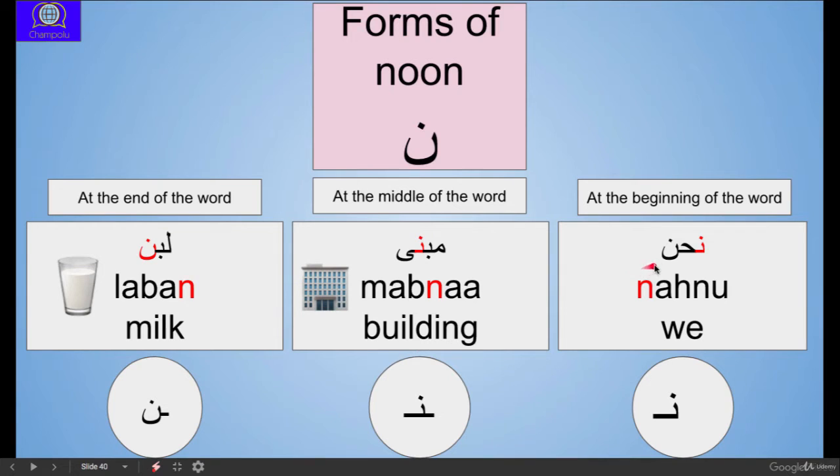And we see that in the word like nahnu, which means we, we'll find that the letter noon comes in the beginning of the word, so it takes the initial form. While for the word like mabna, which means building, you'll find the letter noon comes in the middle of the word, so it takes the medial form. While for the word like laban, which means milk, you'll find that the letter noon comes at the end of the word and it takes the final form. Notice that in the word nahnu, there is another noon at the end of the word which also takes the final form.